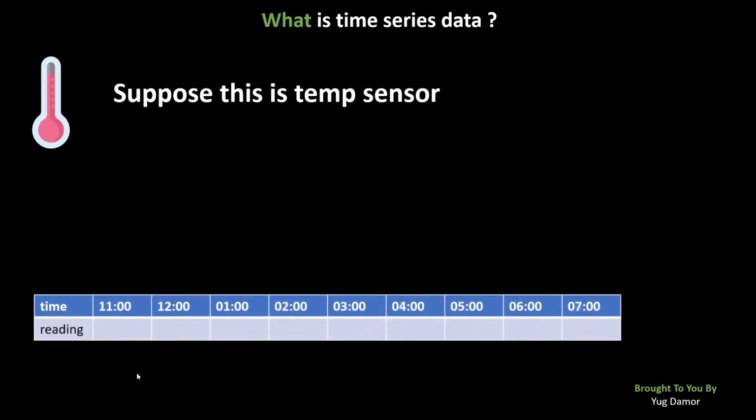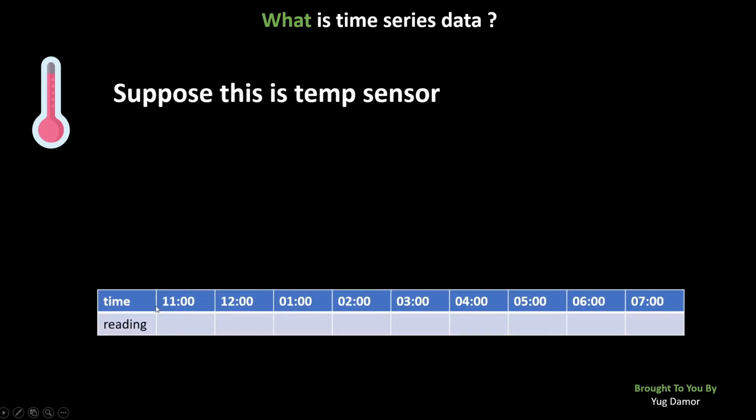In this table, you can see that we take the first reading at 11 o'clock, the second reading at 12 o'clock, and the third reading at 1 o'clock. Our first reading is 31 Celsius, so we put it over here. Then our second reading is 33 Celsius, so we put it over here. Then our third reading is 35 Celsius, so we put it over here. Like this, we are going to take readings till 7 o'clock.